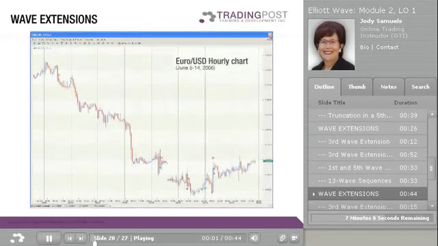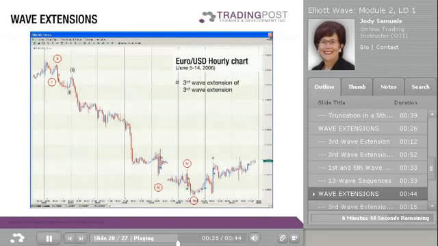This is an example of a wave extension in the Euro-USD hourly chart from June 5, 2006 to June 14, 2006. This is a 5-wave sequence that appears to go on and on. When we look at it more closely, we see it as a series of extensions. In fact, we notice that it is a third wave extension of a third wave extension with 13 subwaves. While one is trading this sequence, it is often difficult to recognize the end of a 5-wave sequence, especially if we are in extension mode. We will learn ways to recognize the end of a trend further on in this course.